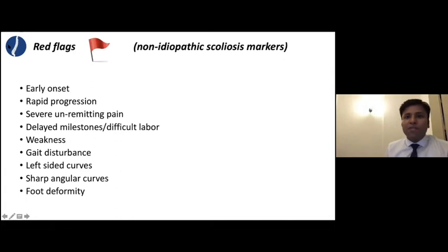Now, remember the red flags. Non-idiopathic scoliosis markers: early onset, rapid progression, severe unremitting pain, delayed milestones, difficult labor, weakness, gait disturbance, left-sided curves, sharp angular curves, foot deformity. If you find any of these, become alert. You're dealing with a potentially non-idiopathic cause of scoliosis.